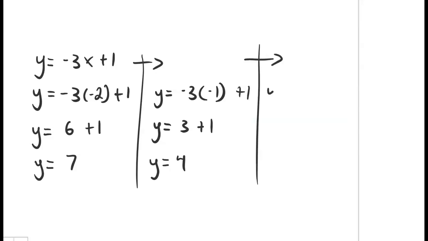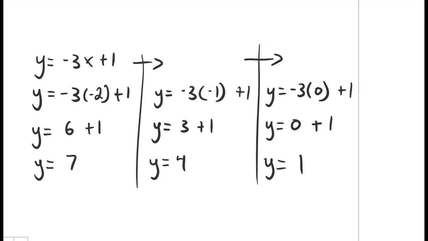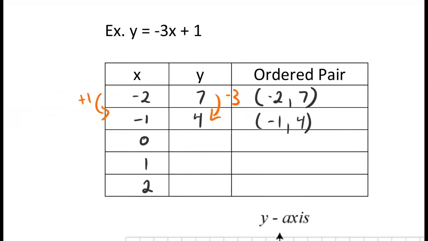Same equation. Y equals negative 3 multiplied by 0 plus 1. Y equals, well, negative 3 times 0 is 0 plus 1. Y equals 1. Back over to our table. When x was 0, y was 1. So what was our change here? From 4 to 1 is negative 3. So it is consistent. So we know that this is going to be a linear relation.